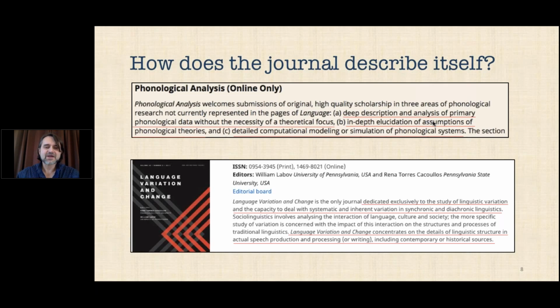So this just gives you an idea of how journals talk about themselves, and when you have your research in front of you, you have to try to determine what the character of your research is, and then go and look at how journals describe themselves to find one that you think is most appropriate to your particular research.